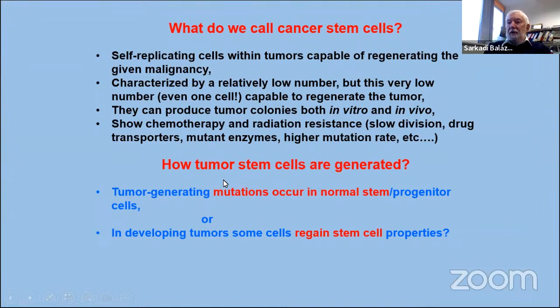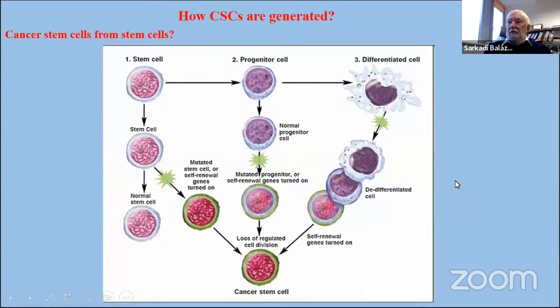But what's the idea how tumor stem cells are generated? So one possibility that these tumor-generating mutations occur in normal stem or progenitor cells, or in the developing tumor, some cells regain stem cell properties. So the two ideas are shown here. So how cancer stem cells are generated. Are they generated from stem cells?